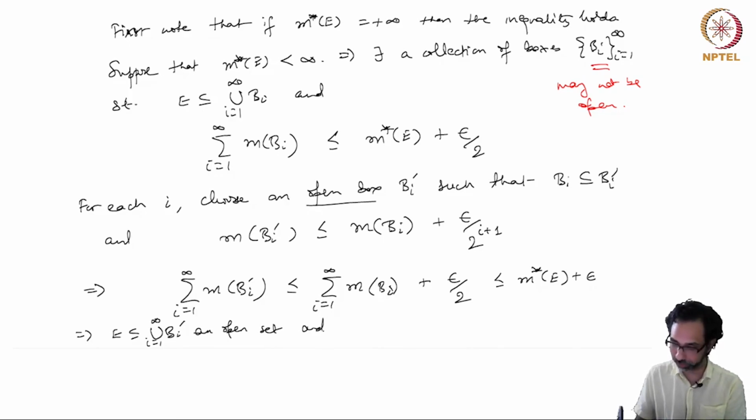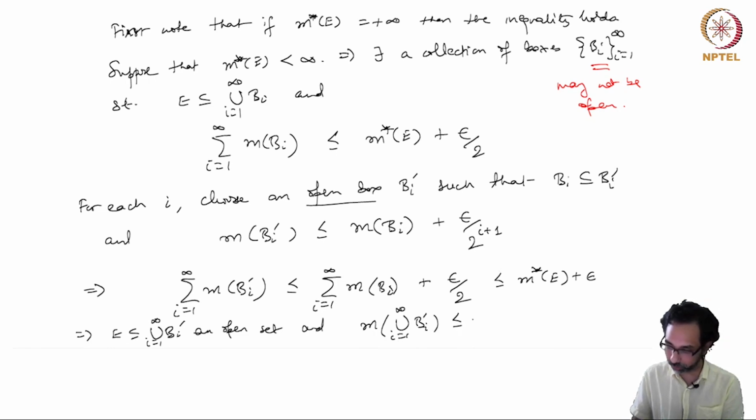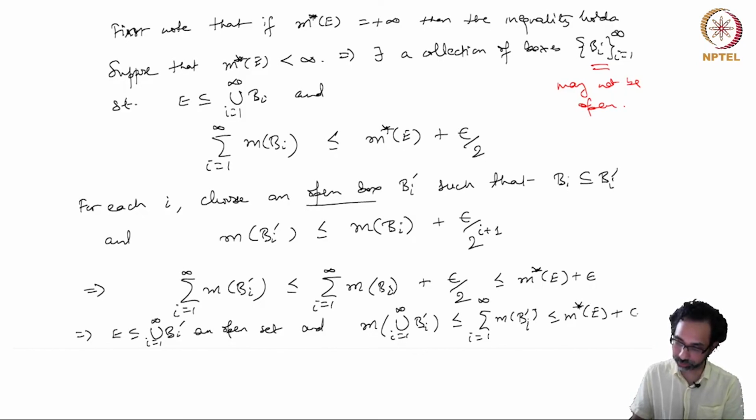And the measure of the union over i equal to 1 to infinity of B_i prime is less than or equal to this sum, i equal to 1 to infinity of m(B_i prime), which is bounded above by m star E plus epsilon. So we have produced an open set such that it is bounded above by m star E plus epsilon. Therefore, when we take the infimum over all open sets, then it's going to be less than this quantity.